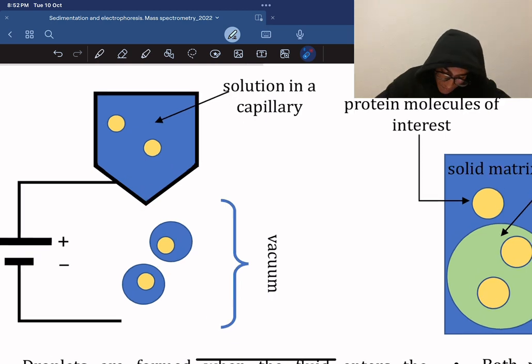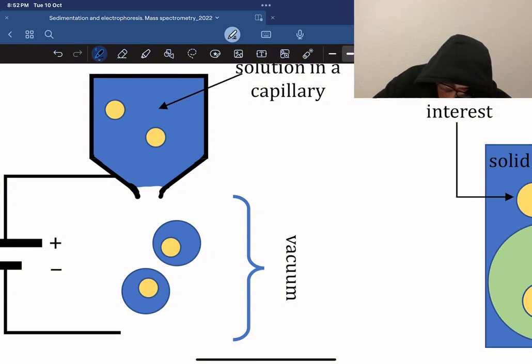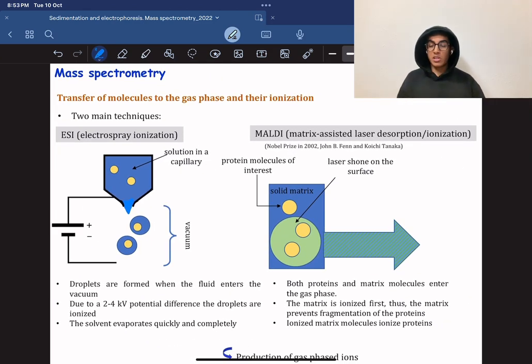Now, this tip that you see here, it's more like an opening. Let me kind of reshape this. Okay, boom. It is kind of like that. Okay, I highly recommend that you guys go ahead and watch videos on this. You should go on YouTube and write ESI, electrospray ionization, and watch the videos of an electrospray ionization machine, how it works. You should watch it, because it's really, really cool the way it works.